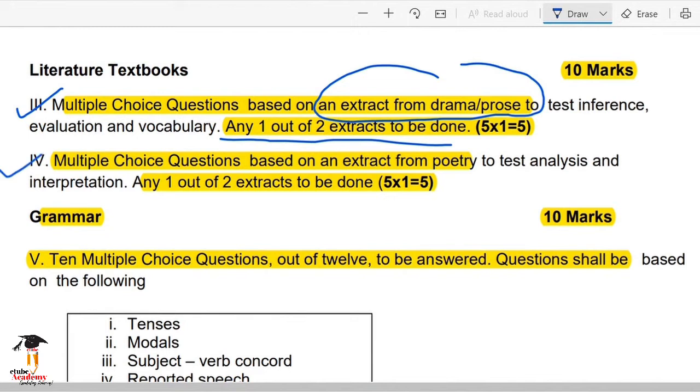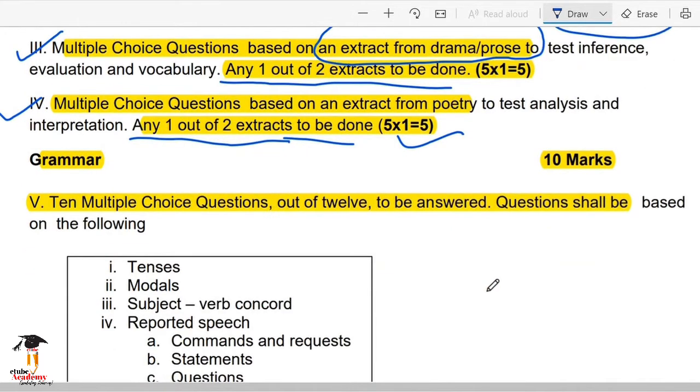The fourth question is again based on an extract, but this will be from the poetry section, and the same applies: any one out of 2 extracts is to be attempted. It will again carry 5 marks. So we have a total of 10 marks for the extracts this time. Earlier, only 3 to 4 marks used to be given for the extracts.